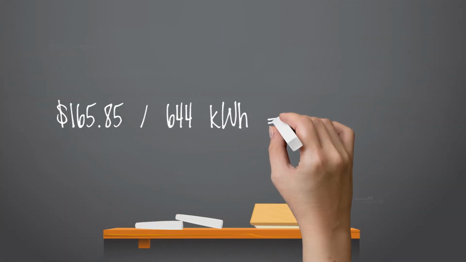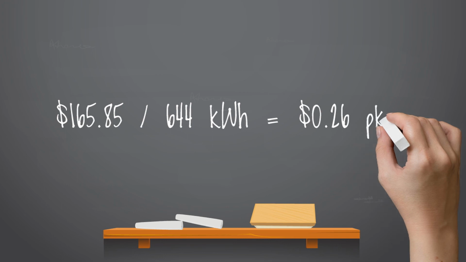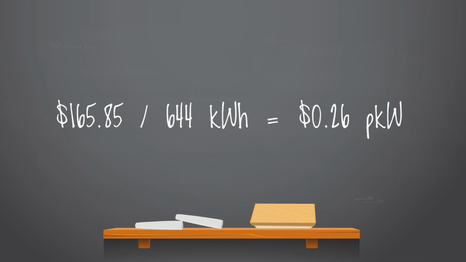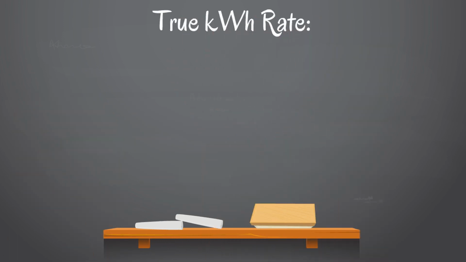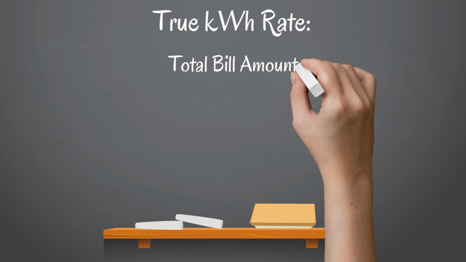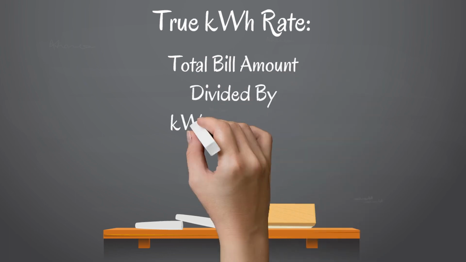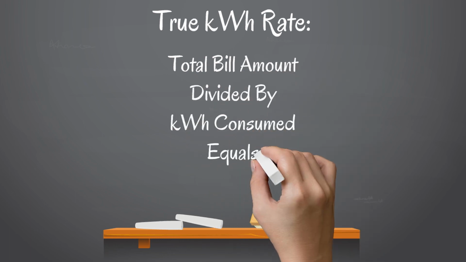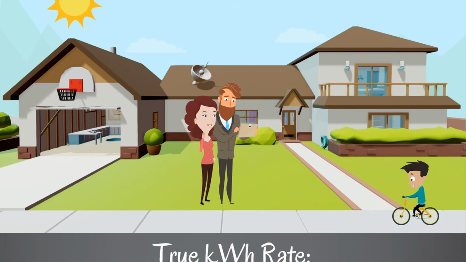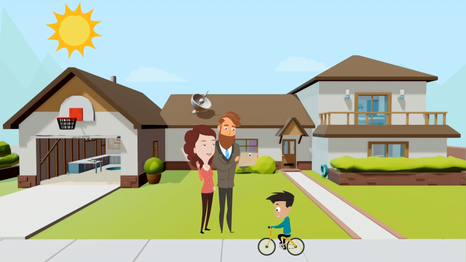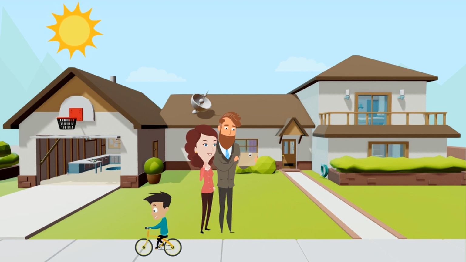$165.85 divided by 644 kilowatt hours is 26 cents per kilowatt hour. Be sure to inform your customer about their true kilowatt hour rate. You do this by dividing the total bill amount by the number of kilowatt hours they consumed. That'll show you how much they paid per kilowatt hour for the entire bill amount, not just what the utility is showing they charged per kilowatt hour for the electricity they consumed.